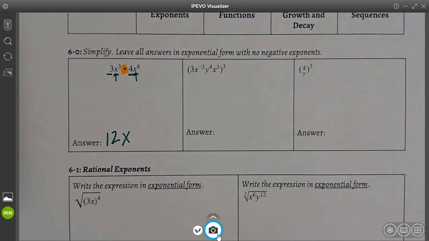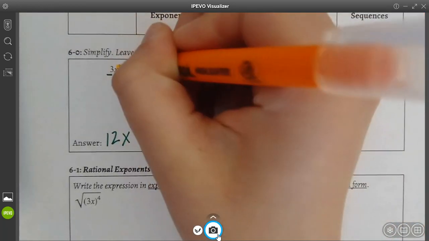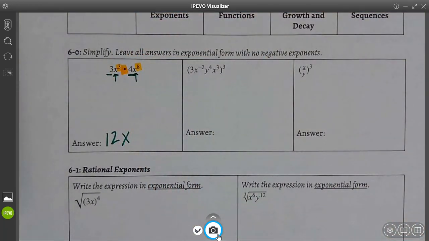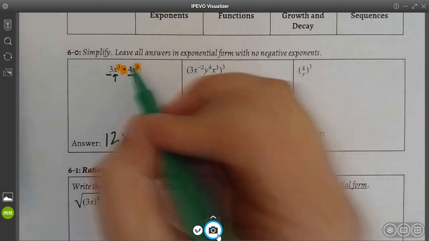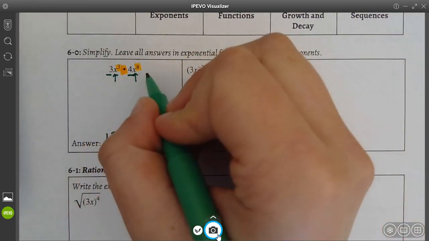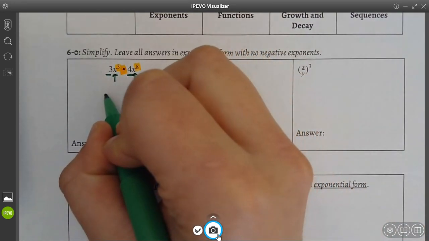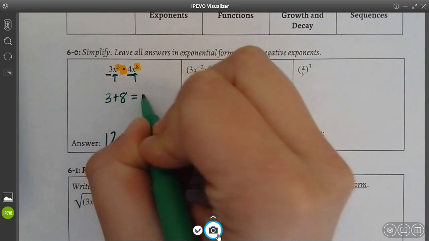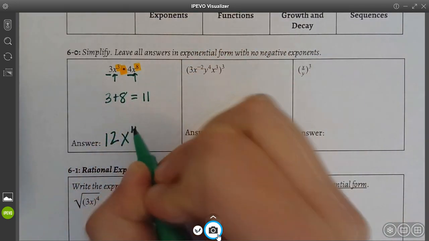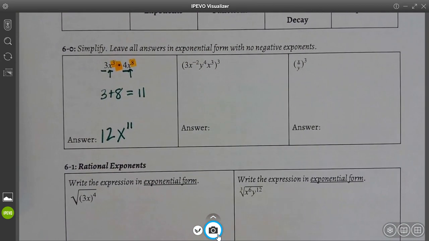The one thing that we're adding, the new bit of material, is that when we have two different exponents and we multiply them together, we are going to add them. So we're going to take 3 plus 8 equals 11, and that gets to become our new exponent, 12x to the 11th power. So whenever we see multiplication, remember we add our exponents.